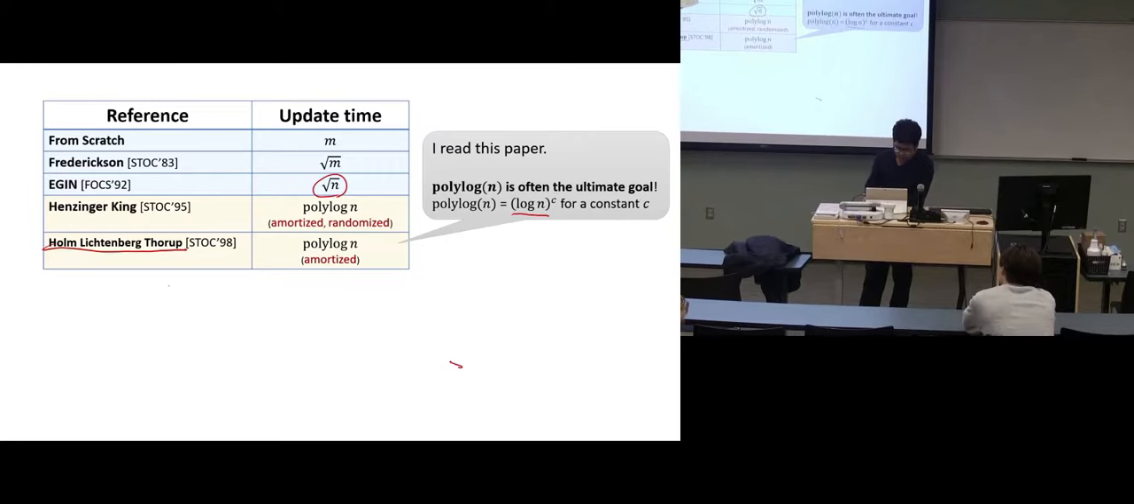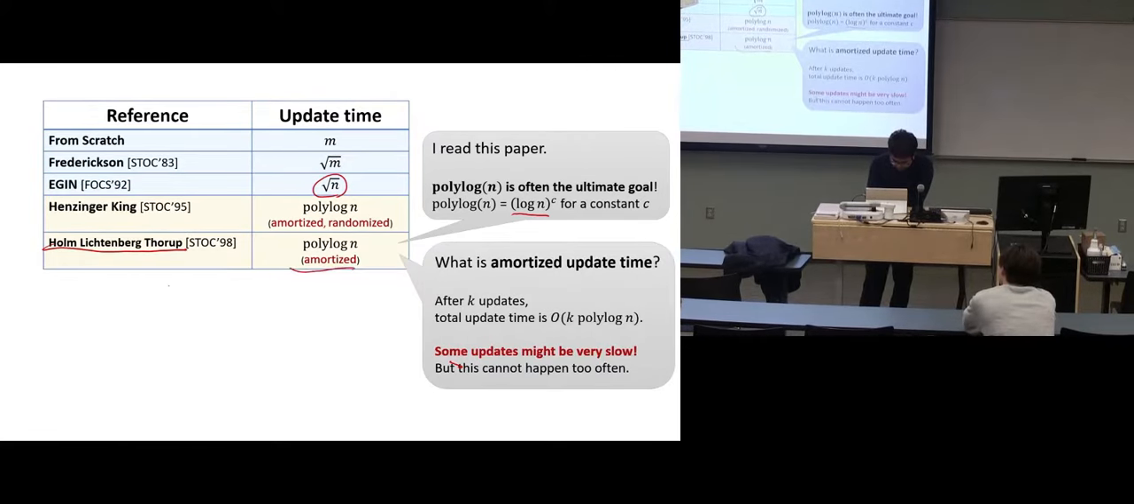But the catch is that it has this thing called amortized update time. So what does this mean? It means that the guarantee is that after k many updates, the total time that you will take is just k times polylog n. So on average, the time is small, it's polylog. But it can be the case that there will be some update during these k updates that takes so much time, but on average it's still small. Okay. So that's kind of nice already, but basically we don't want that.